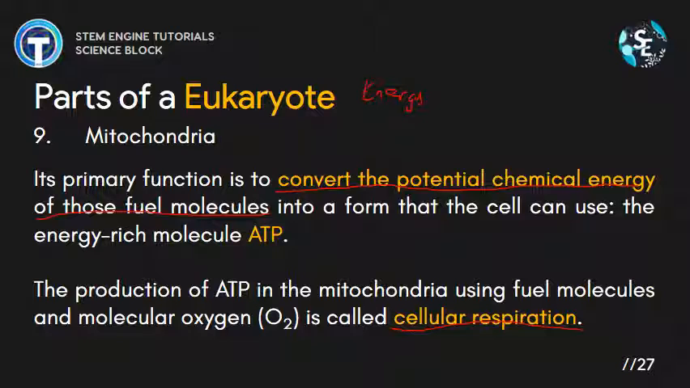So mitochondria is the powerhouse of the cell, and its primary function is to convert the potential chemical energy of those fuel molecules. So ito na yung nangyayari, yung pinaprocess natin yung glucose into a form that the cell can use, which is the energy-rich molecule adenosine triphosphate or ATP. So the production of ATP in the mitochondria, which uses fuel molecules and molecular oxygen, is called cellular respiration. So ayan. So ito lang yung ginagawa ni mitochondria. Wala siyang ibang ginagawa sa cell kundi mag-provide ng energy and to carry out the processes of cellular respiration.